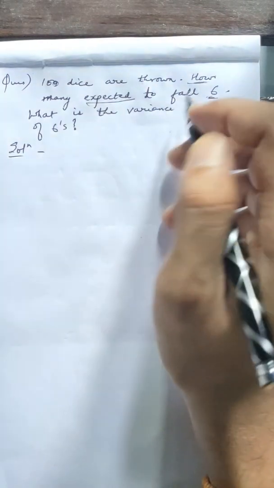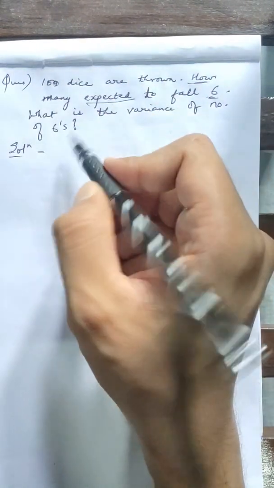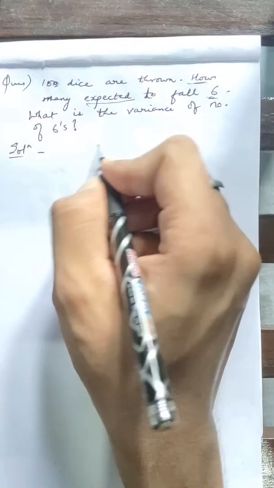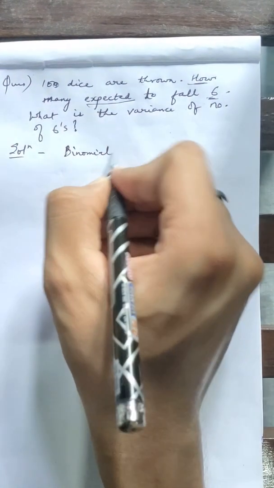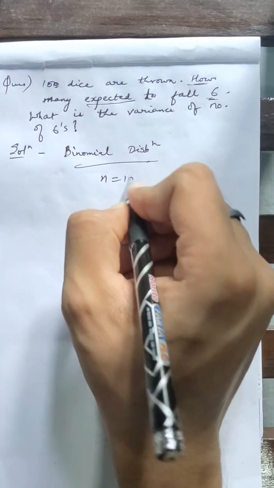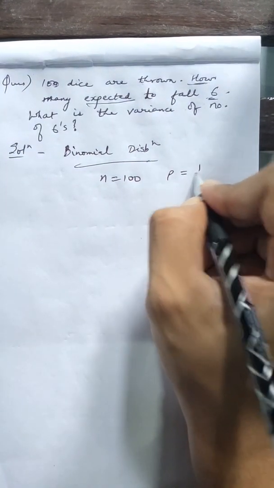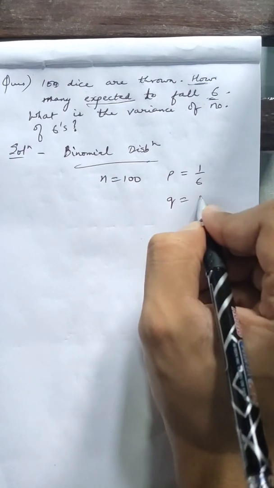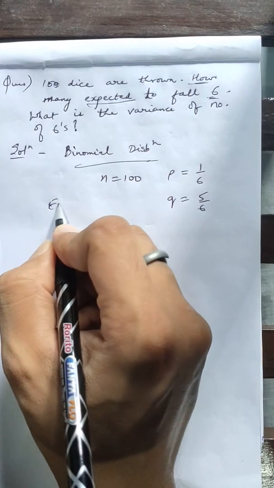How many are expected to fall 6? This is what they are talking about. E(X), expected value, means mean. And what is the variance of the number of 6s? Without using that formula, you can solve it very easily. This is a simple case of binomial distribution, right? So here the number of events is 100, the probability p for 6 occurring is 1 by 6, and q here is 5 by 6.